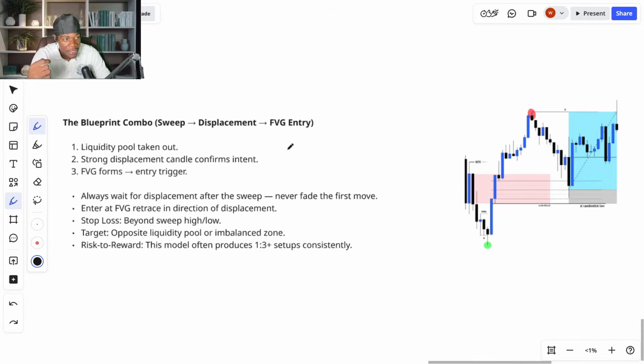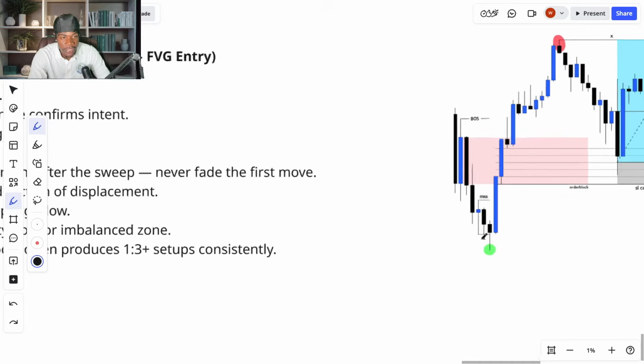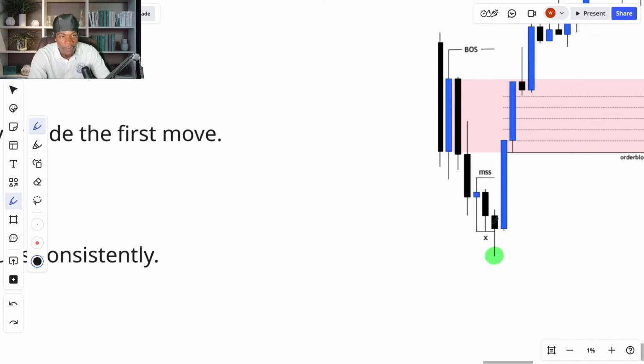Second, a strong displacement candle confirms the intent. Basically, as you can see right here, price first pushed down lower to clear these equal lows. So we have this strong liquidity sweep, clearing these equal lows. Next, we have a strong displacement candle. This right here breaks through this prior candlestick high. This is a market structure shift.